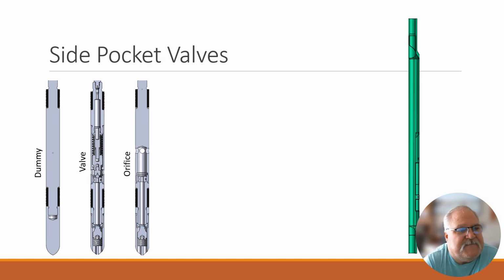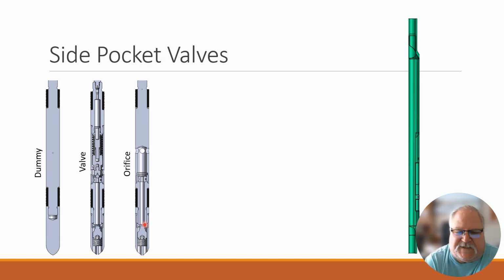So now side pockets, you're going to have an orifice, a valve, a dummy, and all of these can be run and set in any side pocket mandrel. So you may have a dummy in this mandrel, and all a dummy is, it's just a plug. There's no access, so it doesn't do anything. Then you'll have a valve which is set with your operating pressure, TROs, and then you might have an orifice, which is just a flow-through device that we put an orifice in there to control the amount of gas that can possibly go through.